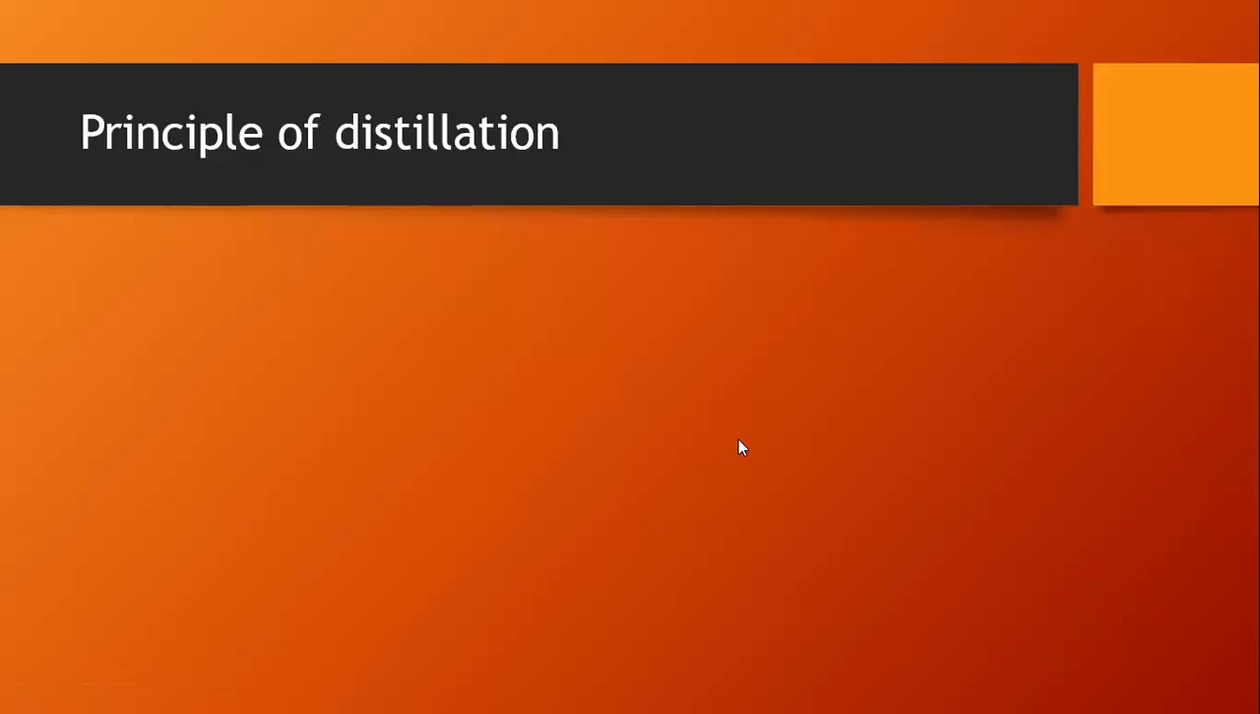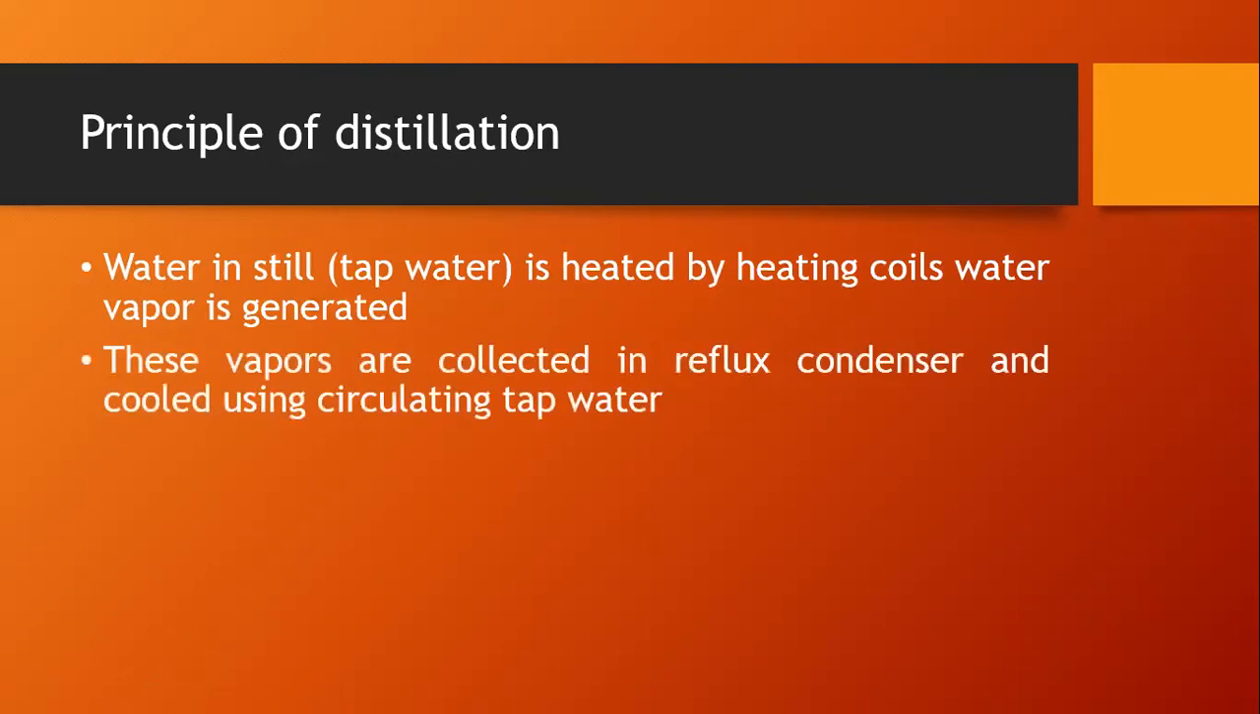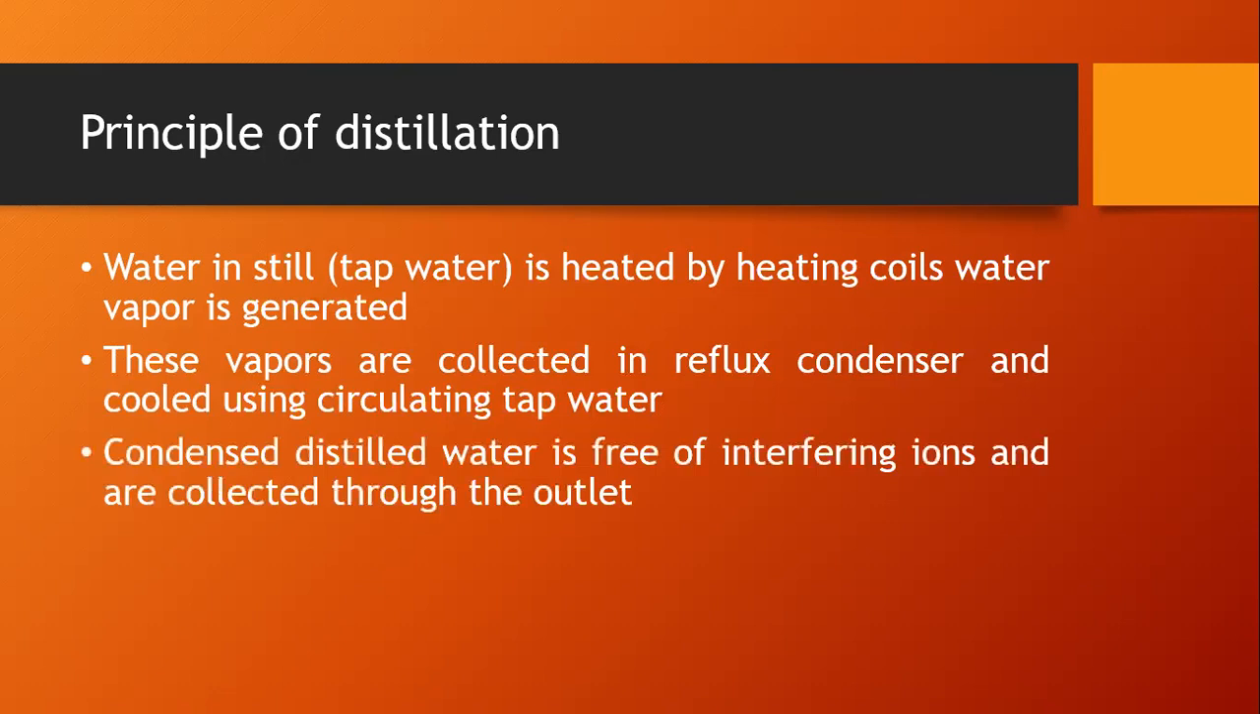Principle of distillation. So how does distillation actually work? The water present in the still, which is tap water, gets heated by the heating coil, and water vapor is generated. The first step is heating the water present in the still. When it reaches the boiling temperature, water boils and evaporates, and water vapor is generated. These vapors generated from the still are then collected in a condenser and cooled using a coolant.